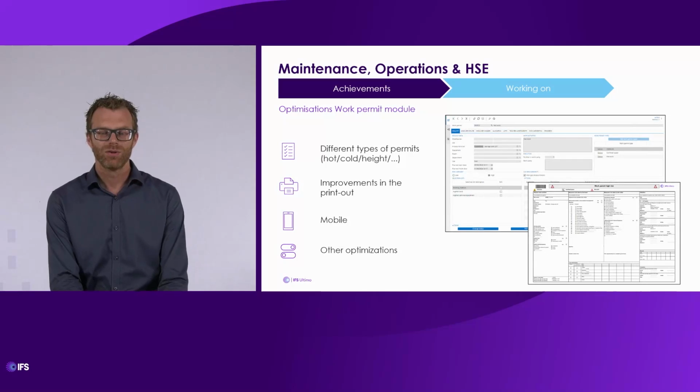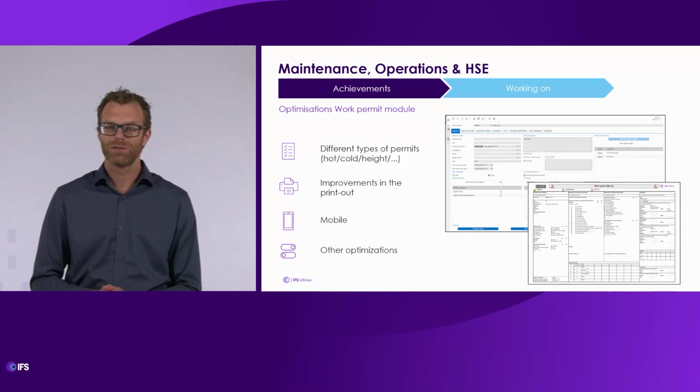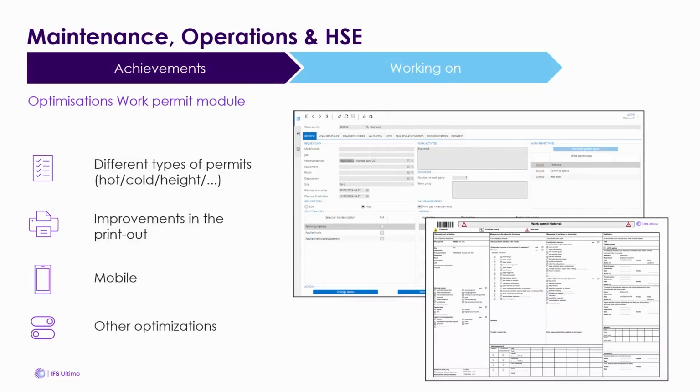Then the last topic in the theme is about the work permit module. This is still an ongoing step, but what we did is the work permit can now contain different permit types. I think about working at height and hot work. This involves also a change in the print. So because of this combination, you can now see different icons over there, but also the look and feel scales.